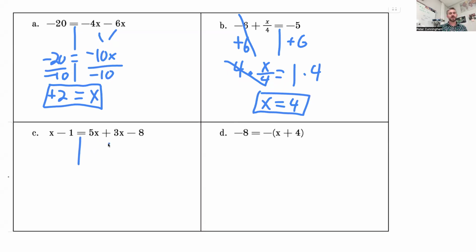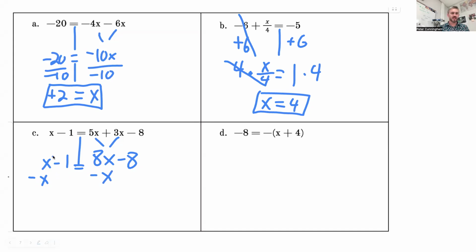Now I have variables on both sides, a little tougher. Okay, we have 5x and 3x, which gives me 8x on this side, minus 8 equals x minus 1. This isn't a steadfast rule, but it helps to avoid negatives. If you move the smaller of the x's, then you can avoid your variables being negatives.